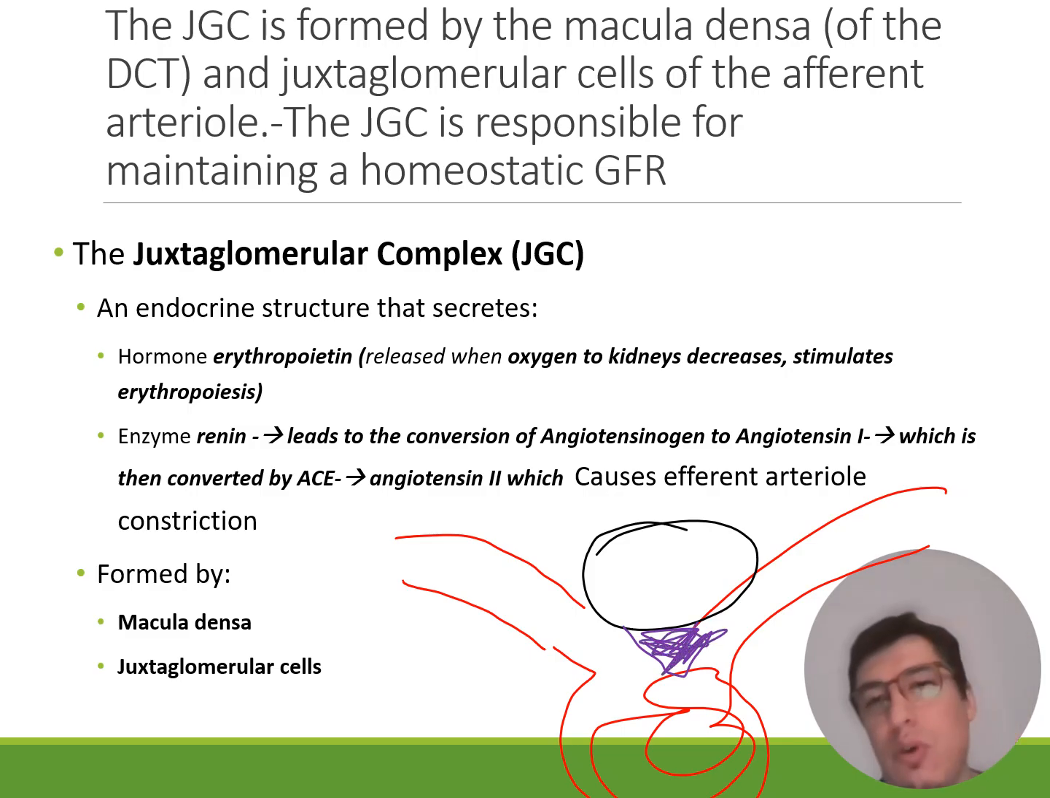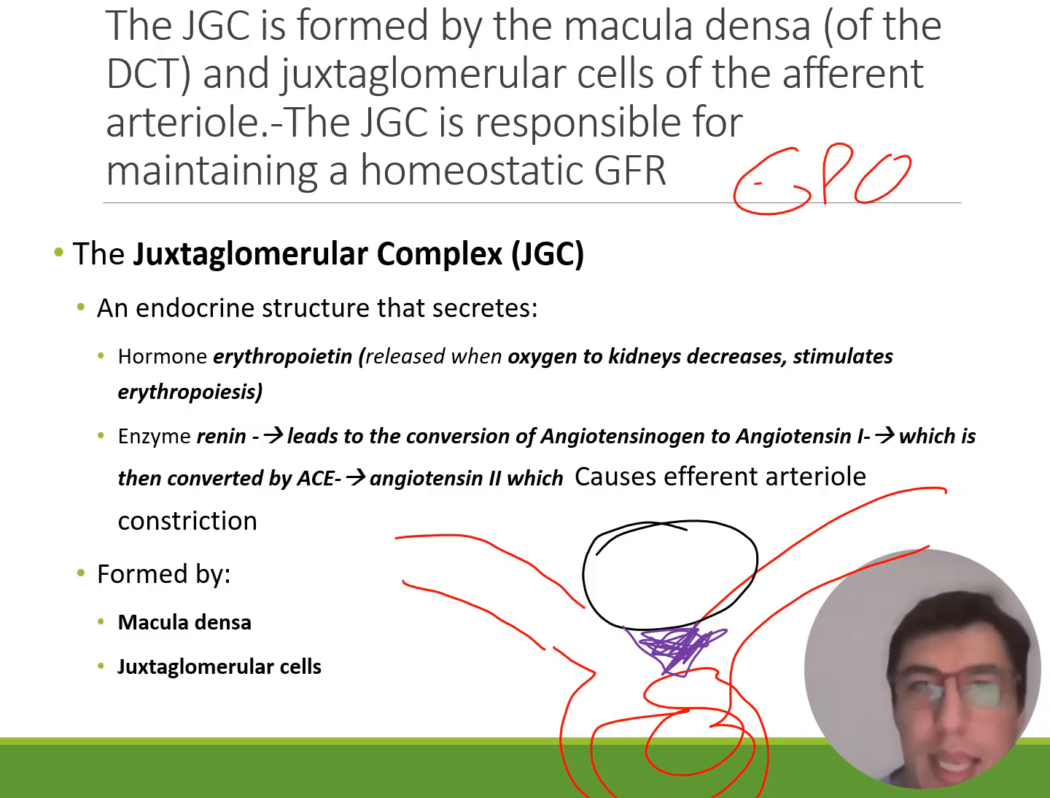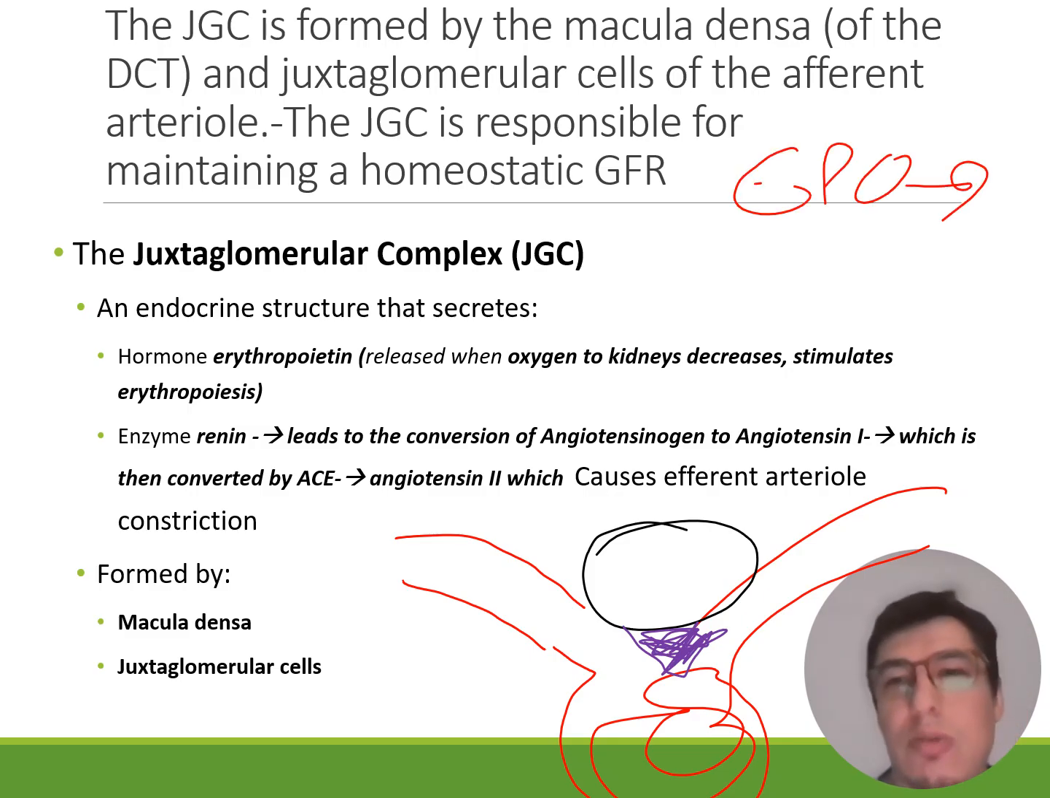Now we have two hormones acting out of this juxtaglomerular complex, and that is erythropoietin and renin. Erythropoietin is released when there is low perfusion to that kidney. If there is a lack of oxygen to the kidney itself, it will release EPO, and EPO will lead to red blood cell production to increase oxygenation to the kidney. All right.